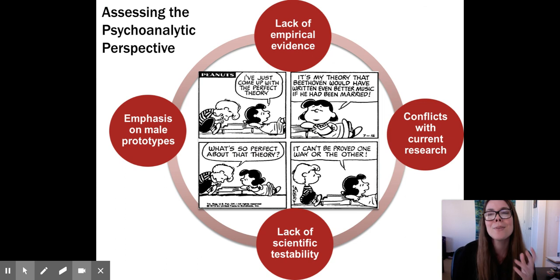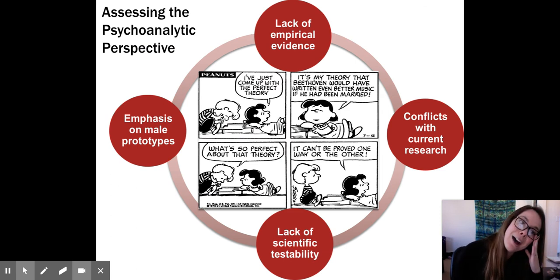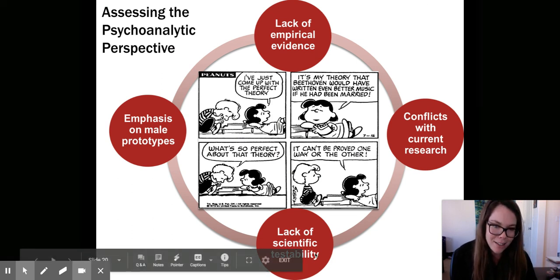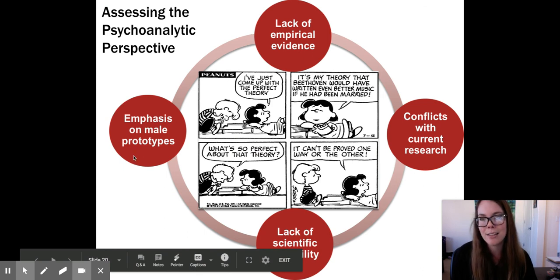But anyway, so assessing the psychoanalytical perspective, we had four little grapes. Lack of empirical evidence, my friends. It's Freud. He studied his children. And let's not think too much into that, okay? Conflicts with current research. Just like a lot of other neo-Freudians said, the sexual aspect may not be as dominant as Freud originally thought. Lack of scientific testability, and last but not least, a very strong emphasis on male prototypes.